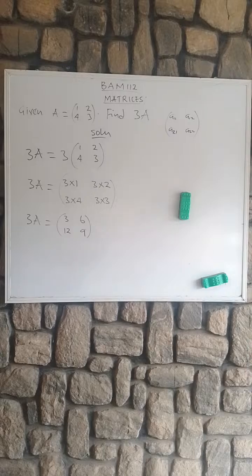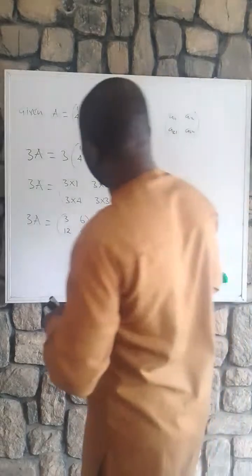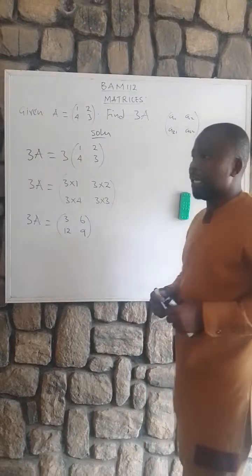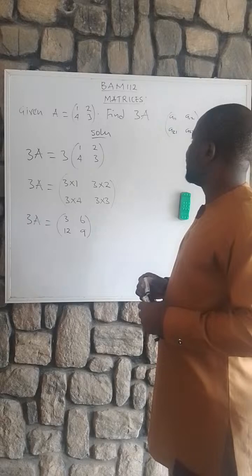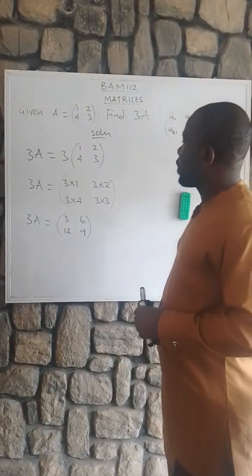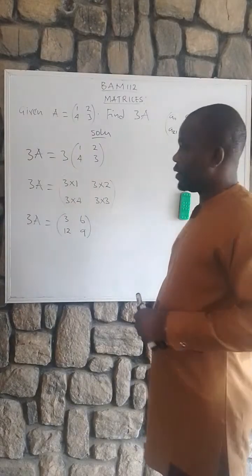If you have any question, ask. Okay, this type of matrices is called scalar matrices. Why is it a scalar? Because of this constant, 3. You're using a constant to multiply a matrix.